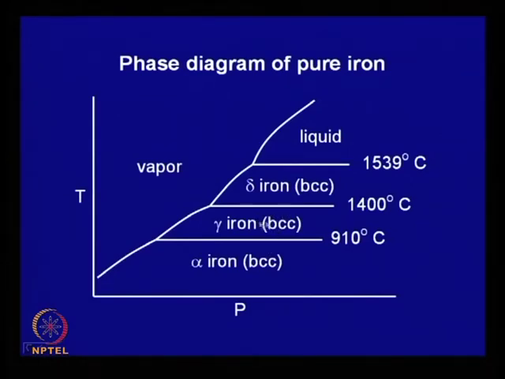Similarly, here later on it again transforms from FCC to BCC, so this will be associated with expansion. Here there is a contraction, here there is expansion, and from solid to liquid there is obviously expansion. But nevertheless, this volume change is very small. So, even if there is some definite finite slope, the slope will be very small.